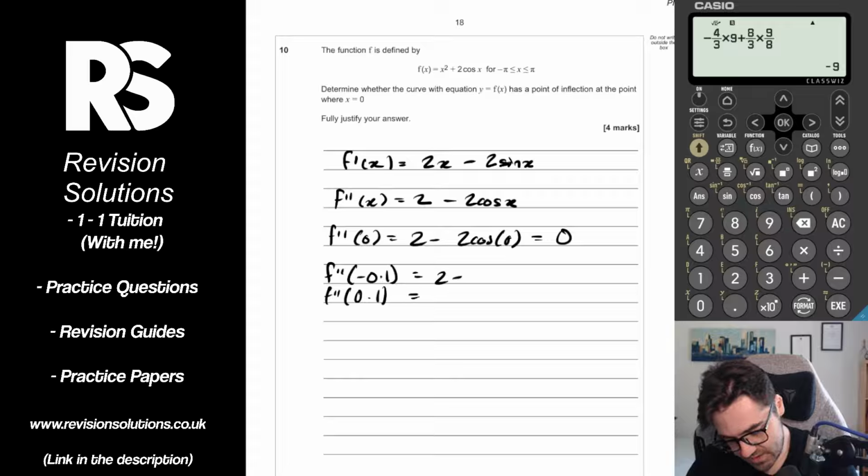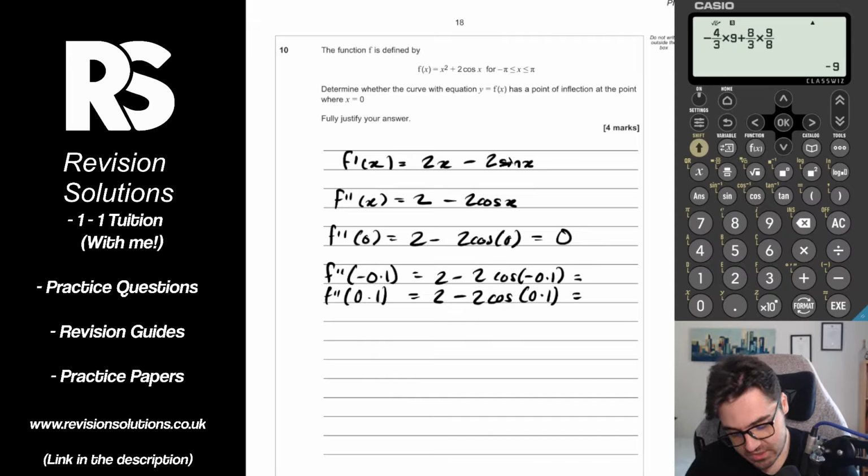So that would be 2 minus 2 cos of minus 0.1. And 2 minus 2 cos of 0.1. Right, well, I can already tell that that's not going to change sign because the cos graph is symmetric, isn't it? But let's just, for the sake of the workings, let's put that through. So 2 minus 2 cos of minus 0.1.